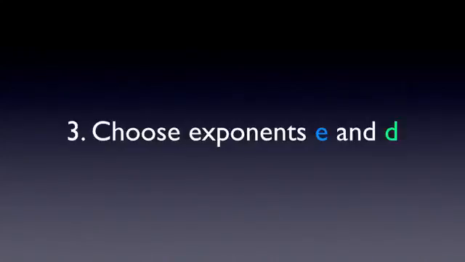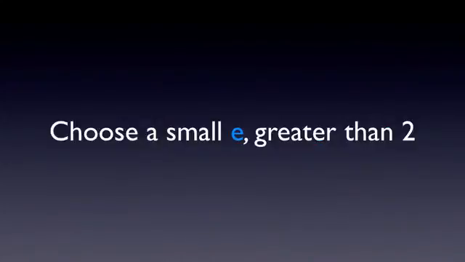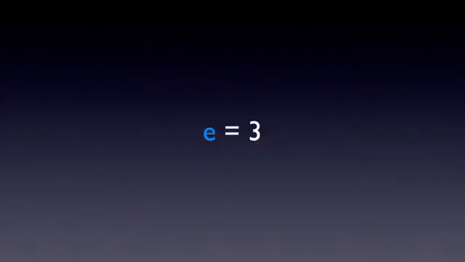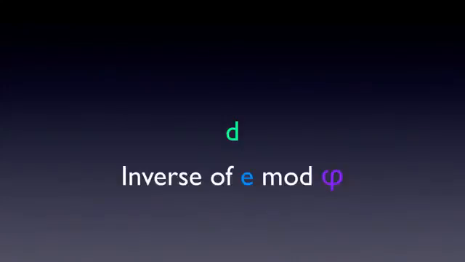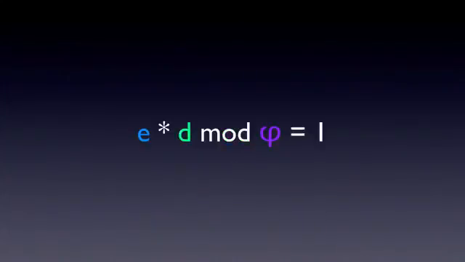So the final step is to choose exponents e and d. So first you can choose a small e. It just has to be greater than 2, and very commonly e is 3. It's a constant in many systems, or 5 or 17. The difficult part is finding the inverse of e, which is d. And specifically, it has to be the inverse of e mod phi. This is the algorithm for this. E times d mod phi gives us 1. If this is true, then we have found the inverse of e.